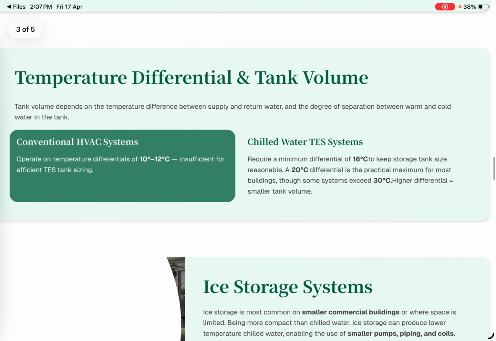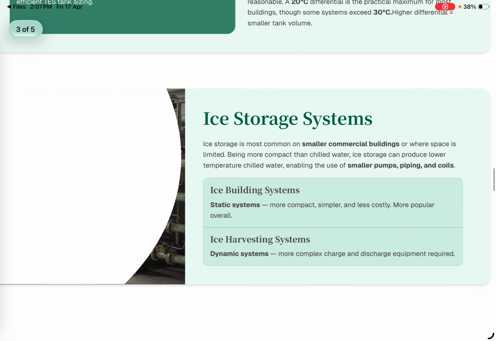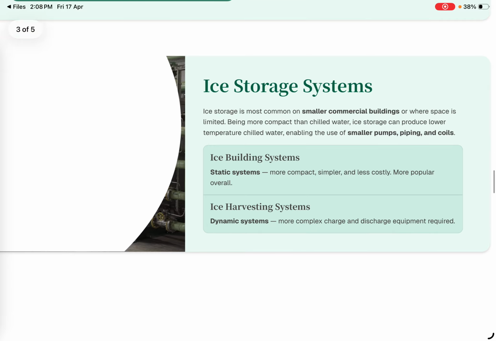As I mentioned, if you are using only chill water storage, you will require huge tanks. If you use phase change systems, then you can use ice storage systems, which are common in small commercial buildings where the space is limited, right? And it can produce lower temperature chill water, and hence we might require smaller pumps, pipings and coils for ice storage systems, right?